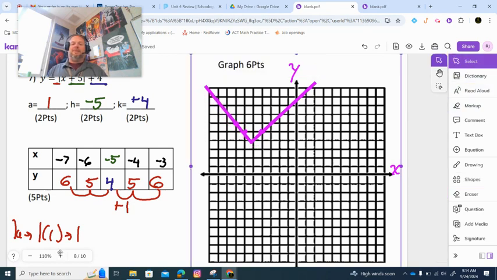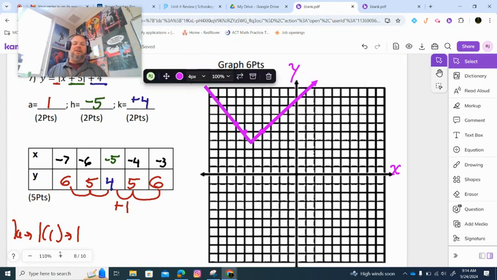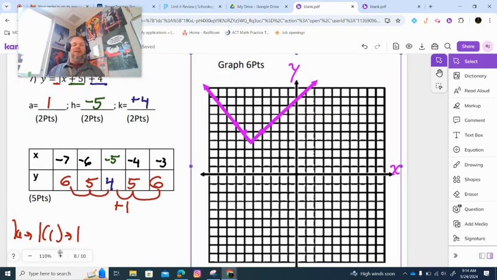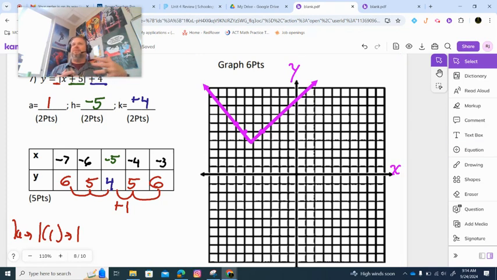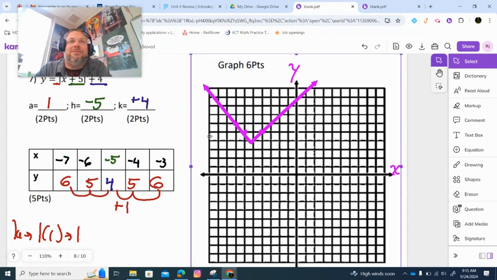Notice how I'm extending the lines all the way up. Very classy. Very nice. Yeah, I wasn't going to say it. But look, you literally get 11 points for doing this stuff over here on the left and then 6 over here.